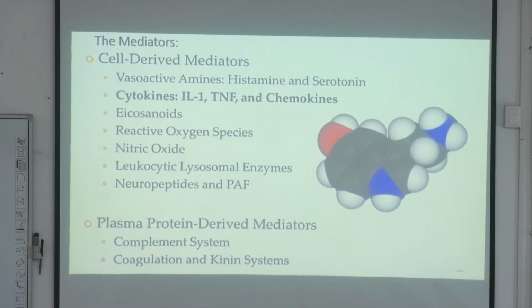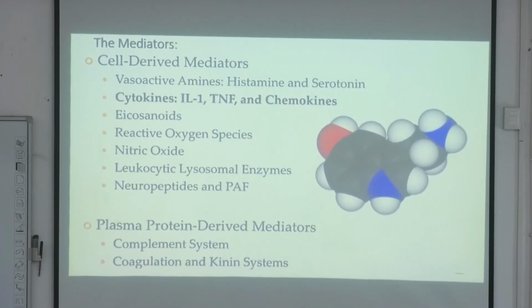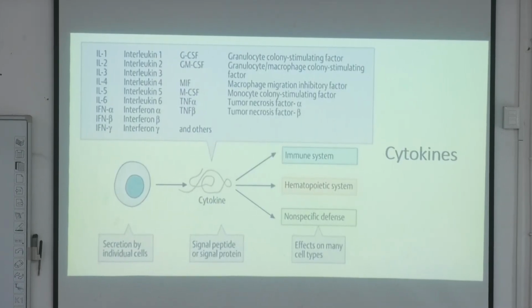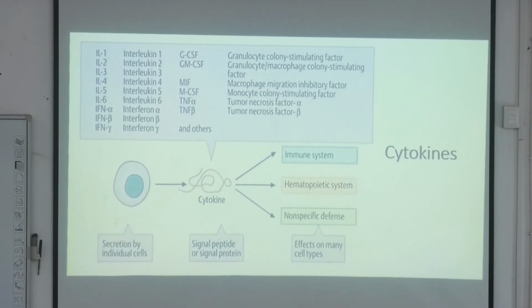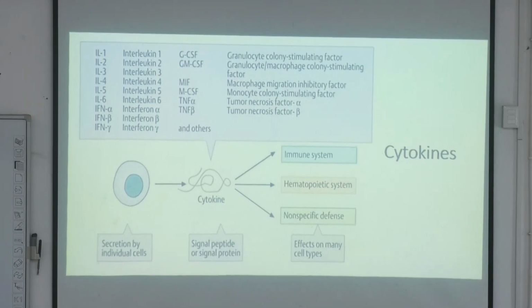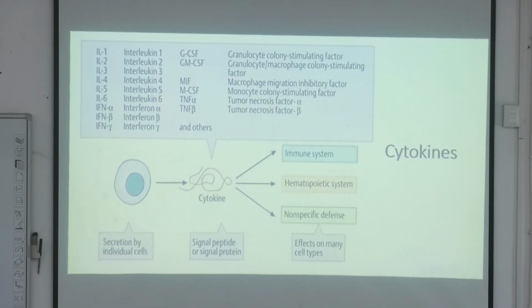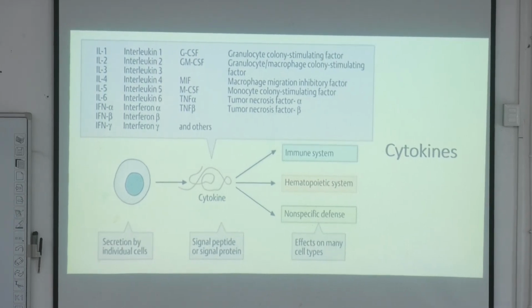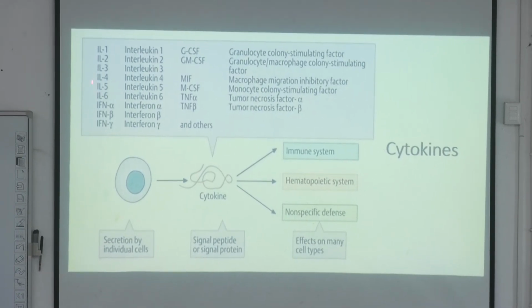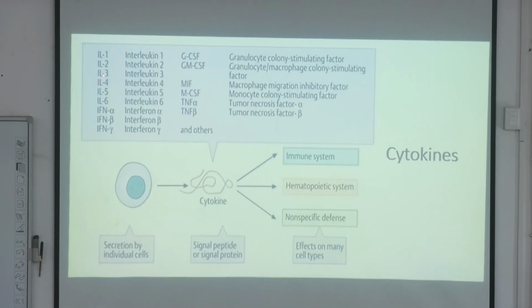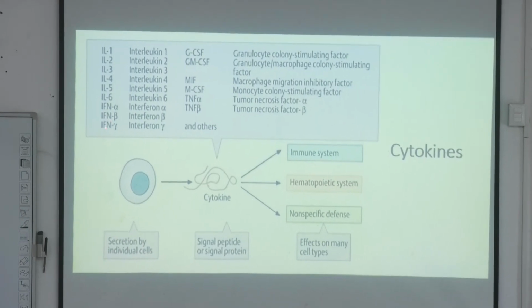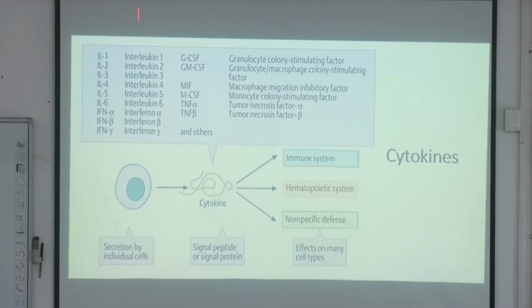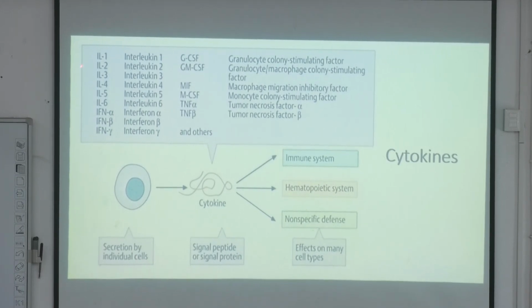The next important cell-derived mediator is cytokines. There is an extensive list of cytokines, and cytokines have a variety of functions. They have their effect in the immune system, in hematopoiesis, and in acute inflammation. Interleukin 1, interleukin 2, interleukin 3, interleukin 4, interleukin 5, interleukin 6, interferon alpha, interferon beta, and interferon gamma. These are the list of cytokines.